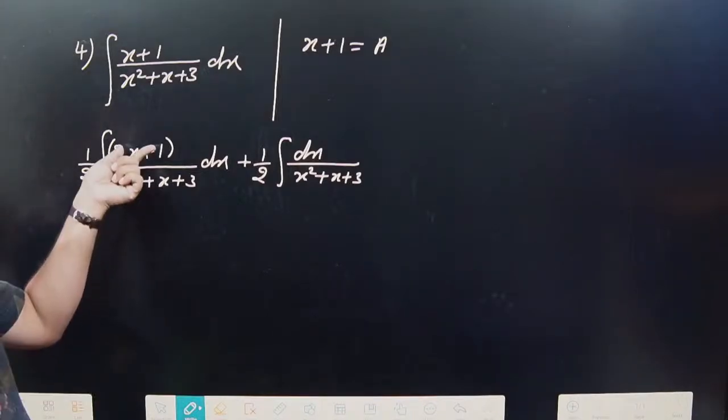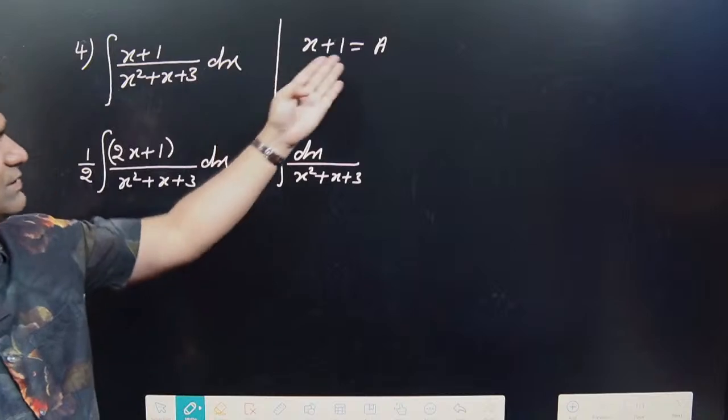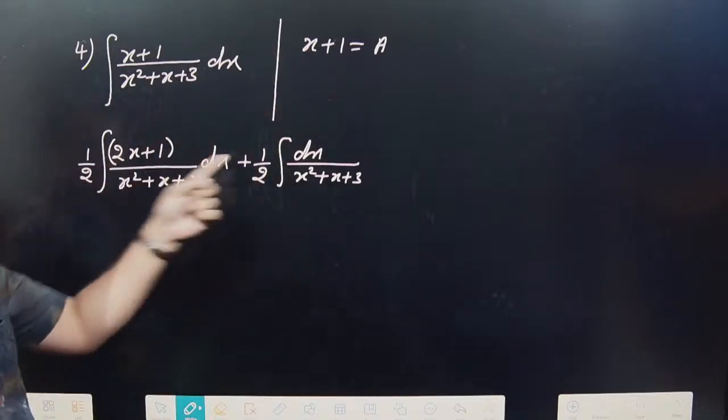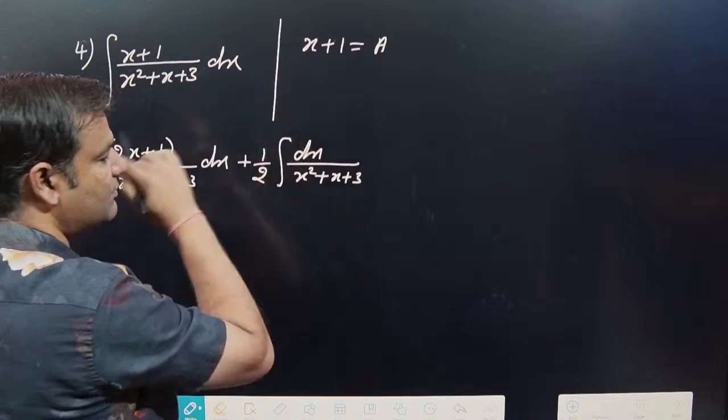If this one is t, then that one is dt, and after that we can solve. Otherwise you can follow this procedure and we get that value, if you do it corresponding to this method.